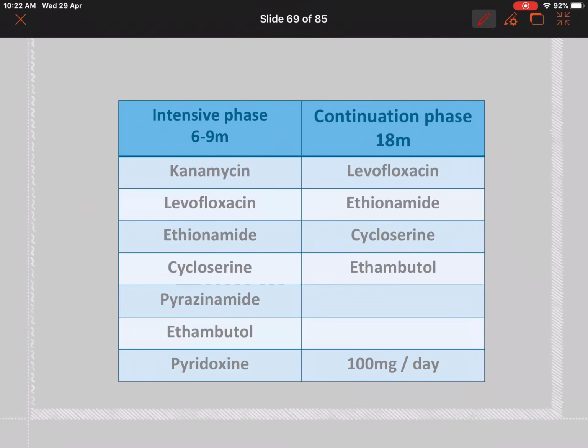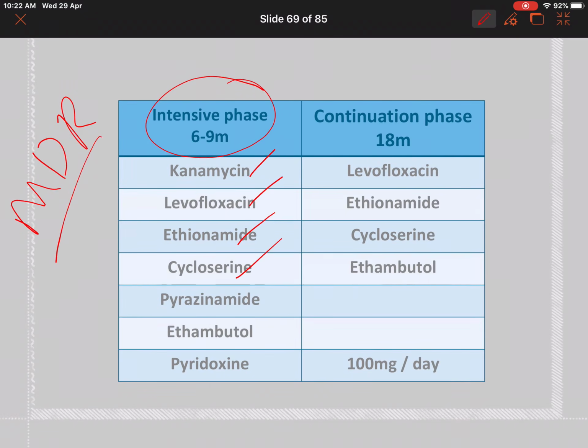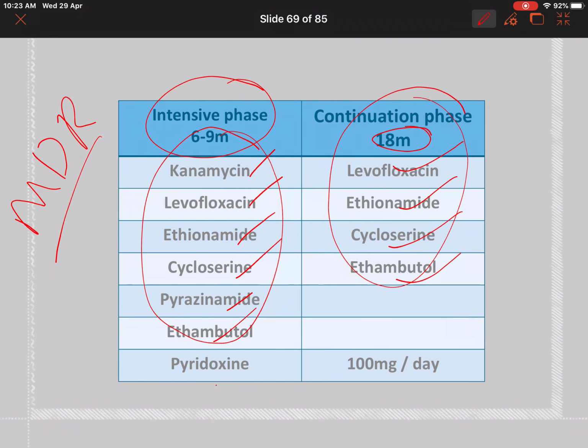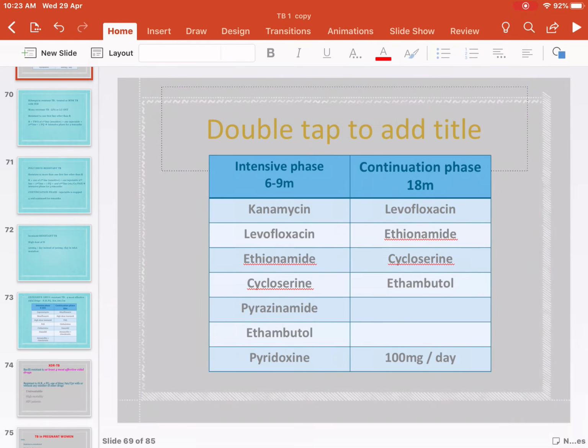A simple regimen approved by the RNTCP is for MDR TB. We are going to be using a 6 to 9 month intensive phase with kanamycin, levofloxacin, ethionamide, cycloserine, pyrazinamide, ethambutol plus pyridoxine. Of these, we use 4 to 5 drugs to which the patient is not resistant. You can see isoniazid and rifampicin are not there because an MDR TB patient is resistant to both drugs. The continuation phase is going to be for 18 months. We can use levofloxacin, ethionamide, cycloserine and ethambutol along with pyridoxine in both the phases. This is for MDR TB.